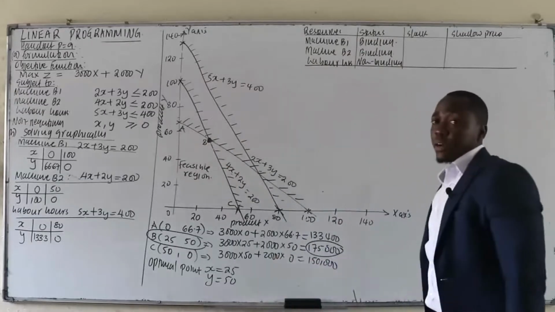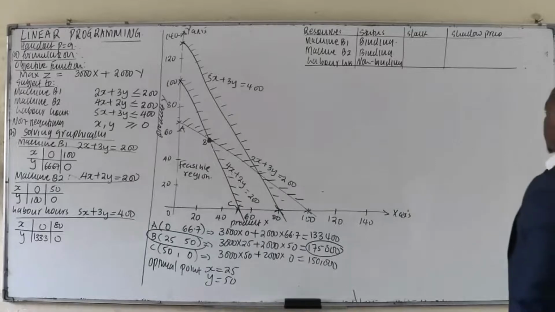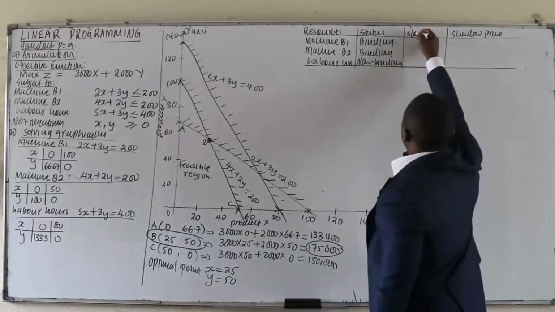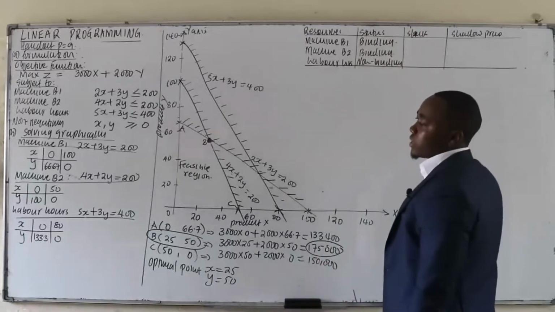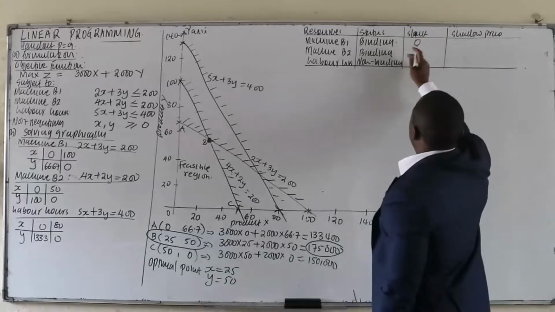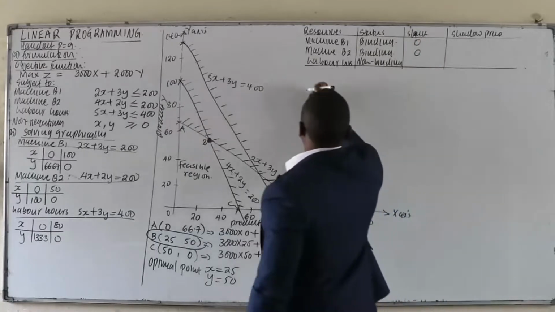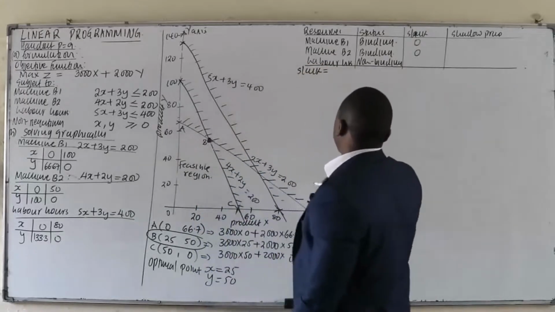Then you determine the slack. We say, what is slack? Slack is the unused quantity. And we say that if slack is the unused quantity, binding resources are those resources which are fully utilized. So if they are fully utilized, there is no slack, but we have slack for the non-binding. So let's determine the slack. Slack is the unused quantity at optimality.